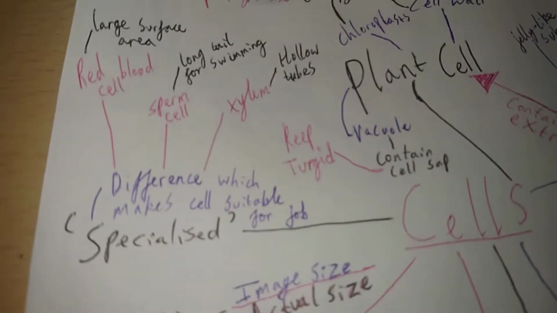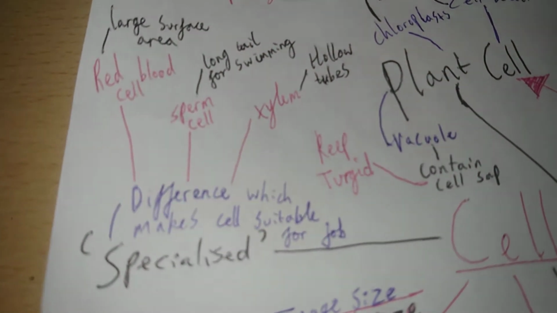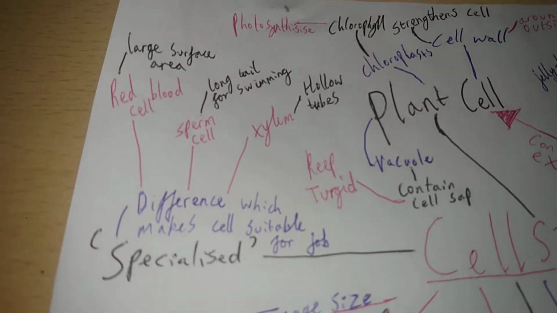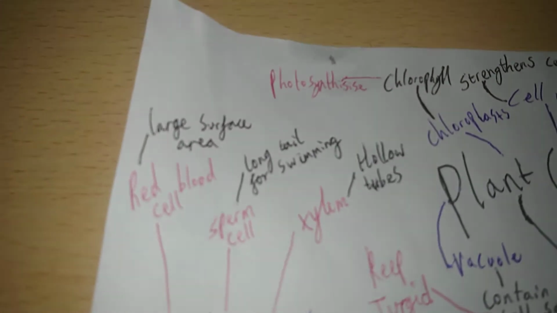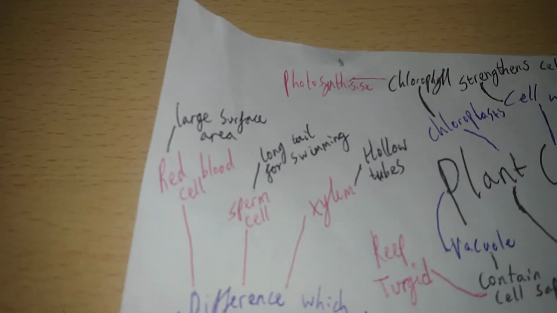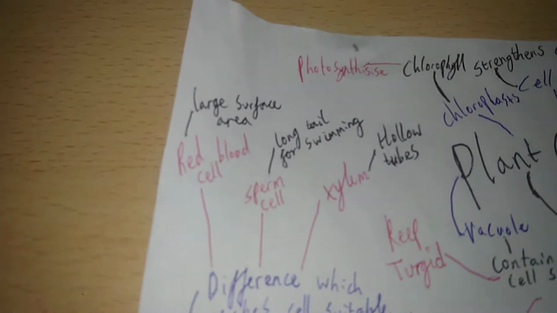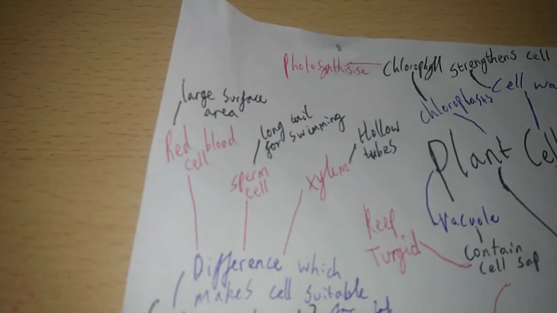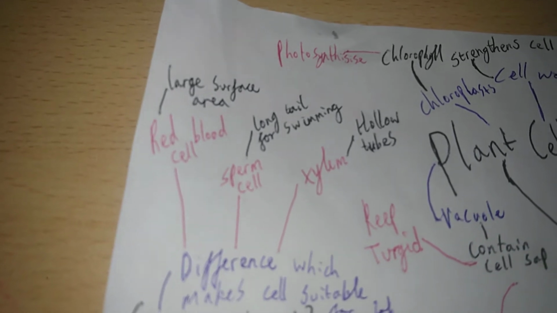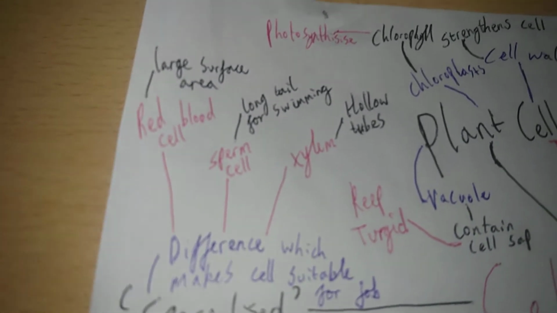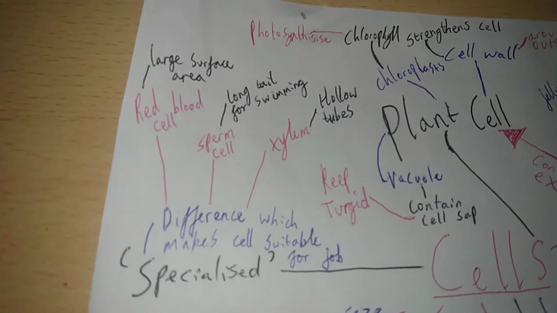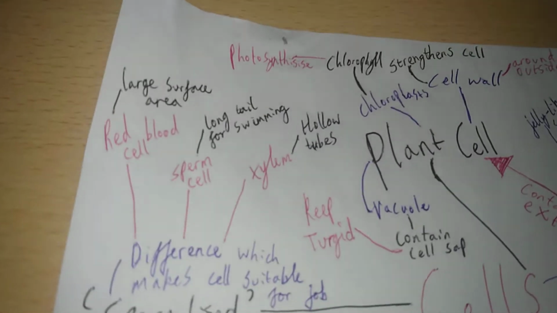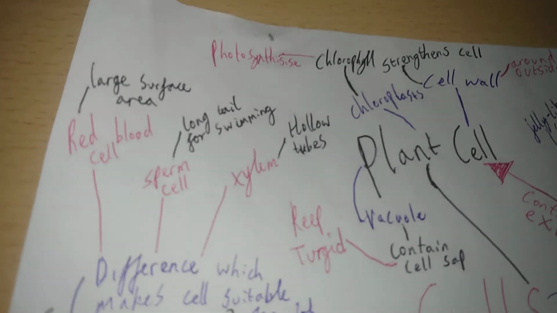There are certain types of cells known as specialized cells, and it's when they've got a difference which makes the cell suitable for its job. For example, the red blood cell has a large surface area and no nucleus, which means it has more space to contain the hemoglobin and oxyhemoglobin once it's picked it up. Because its main idea is that it transports things, the more of that it can transport, the more efficient it is. This increases its efficiency.